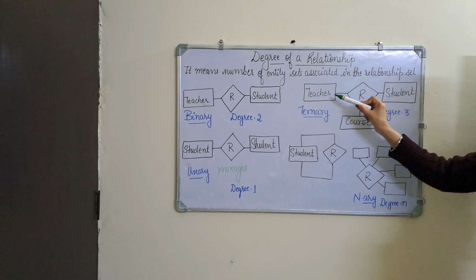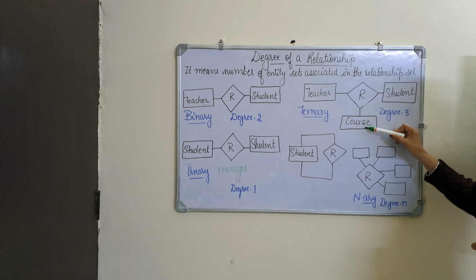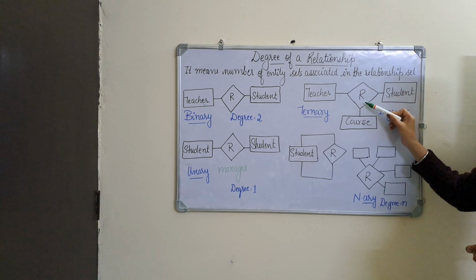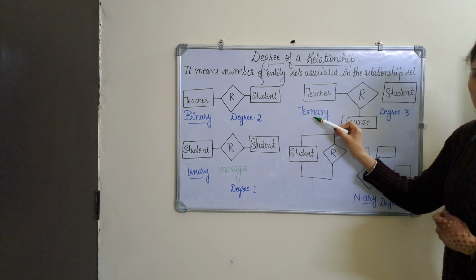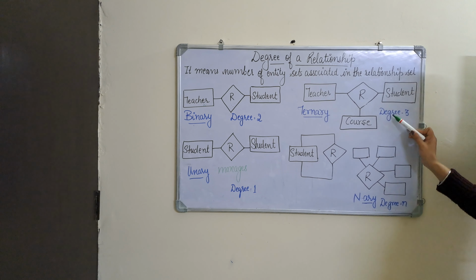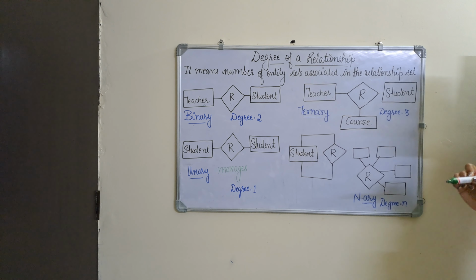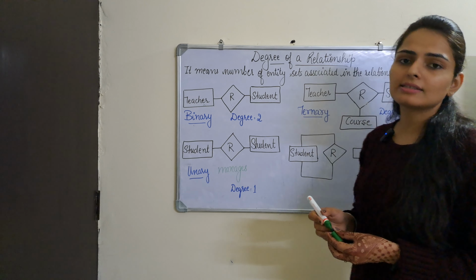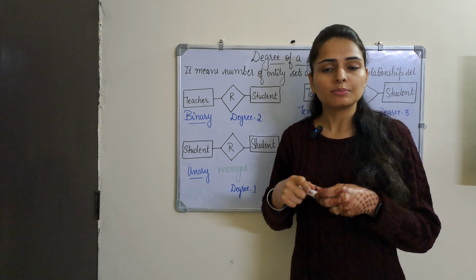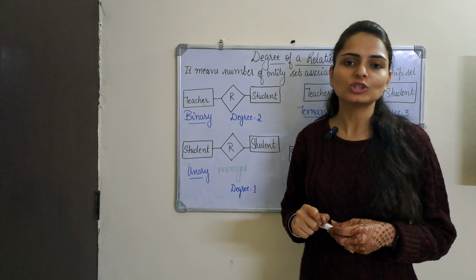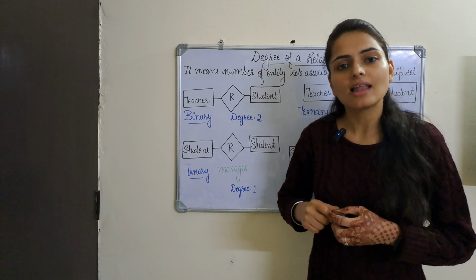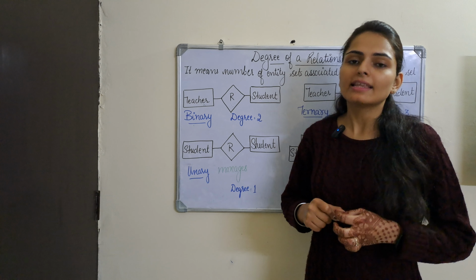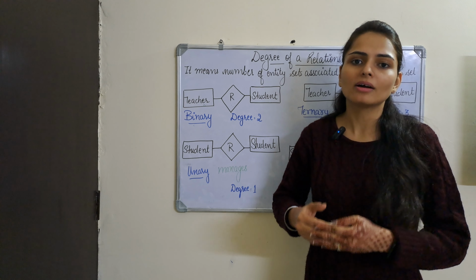Likewise, if there are three entity sets that are associated with one another with one relationship set, then it can be called a ternary relationship, and the degree of this relationship becomes 3. Now we need to understand what is the possible minimum degree of a relationship and what is the maximum degree of the relationship.